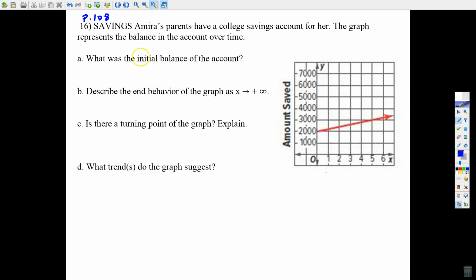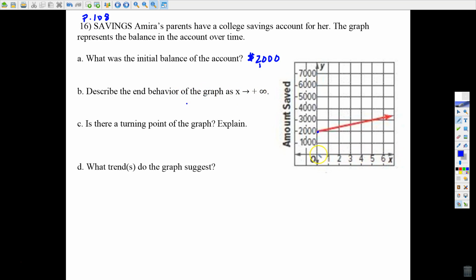And this girl's parents have set up a college savings account. This graph represents the balance in the account over time. So let's see, can we answer letter A? What is the initial balance at the beginning? Well, it looks like it's $2,000, so that's not too bad. We'll say $2,000. Okay. Letter B is to describe the end behavior as x approaches positive infinity.